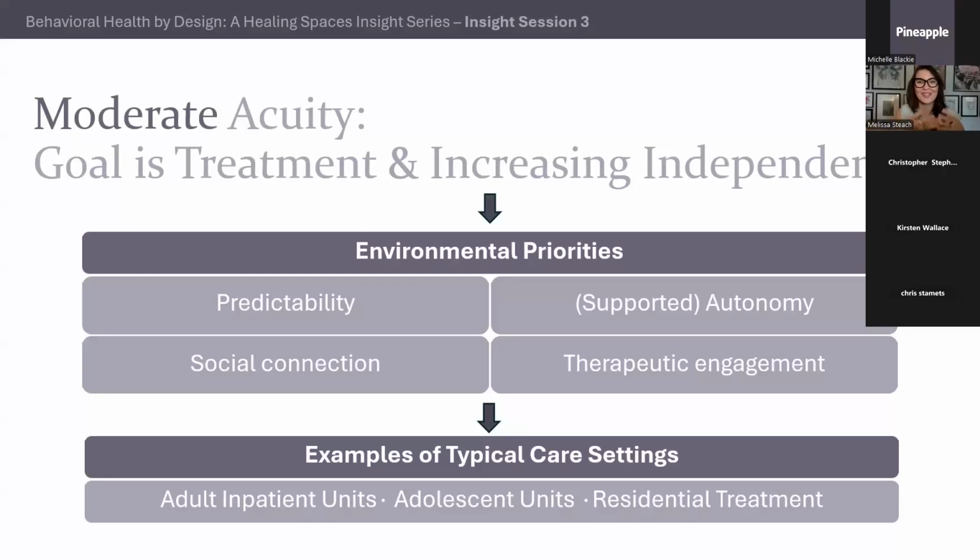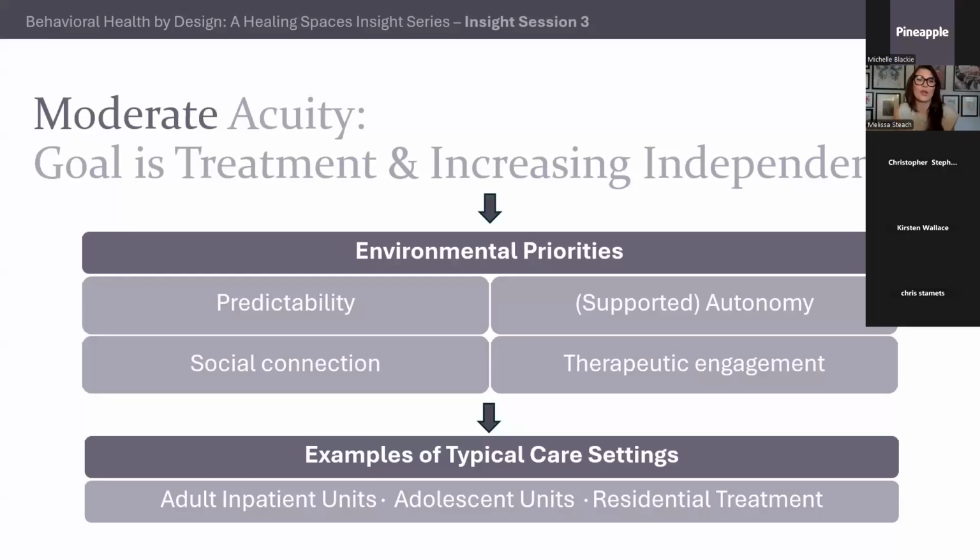Small choices like where to sit and whether or not to seek privacy or, honestly, whether or not to engage with other people in the moment can contribute meaningfully to recovery while still maintaining appropriate clinical oversight. The environment gradually transitions from crisis management toward therapeutic engagement.